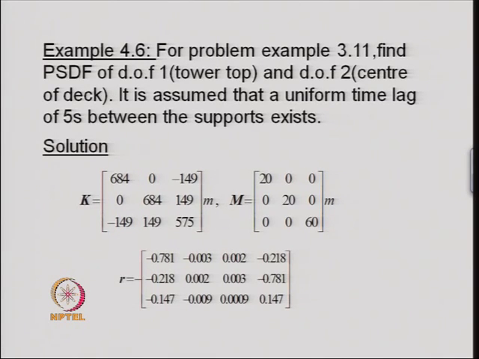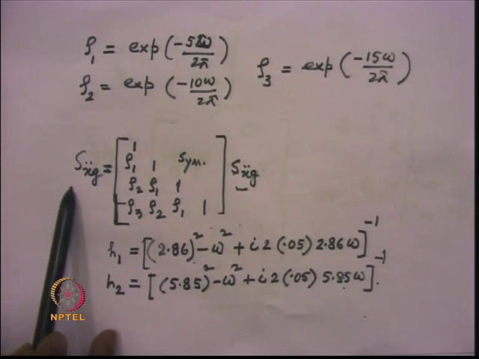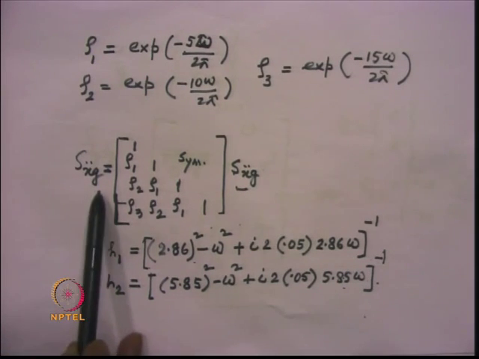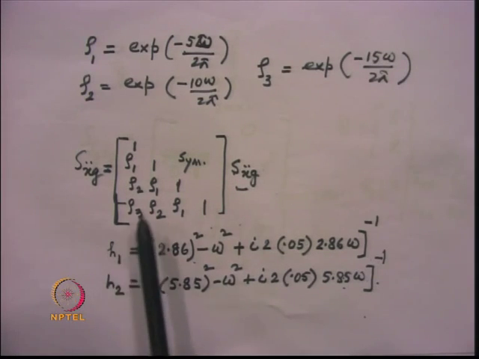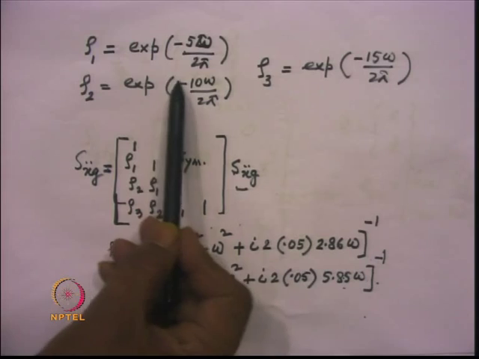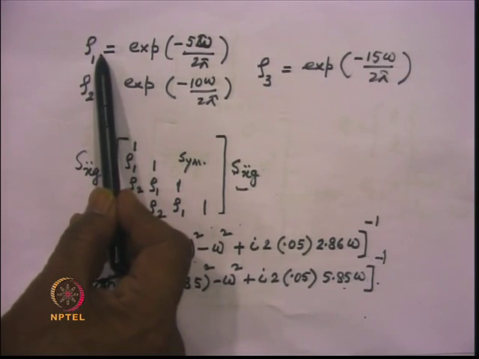With the help of that, we try to obtain the power spectral density function matrix of degree of freedom 1 and degree of freedom 3. And we proceed with the equations that we described before. Now, in the case of this multi-support excitation, what we will require is the definition of the power spectral density function S_xg double dot, which will be written in terms of the coherence function or the cross correlation function between two supports.